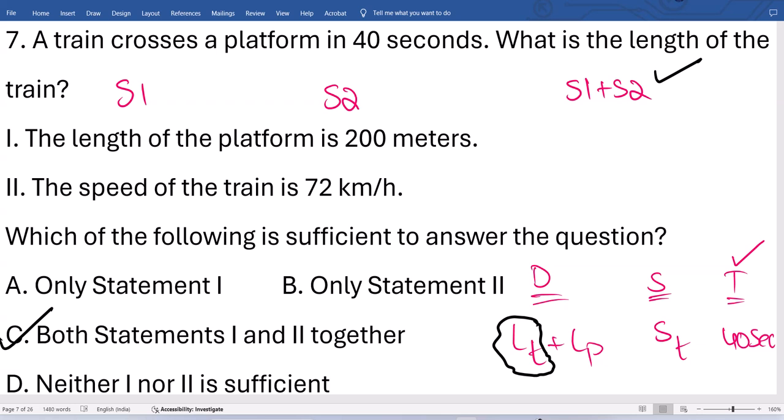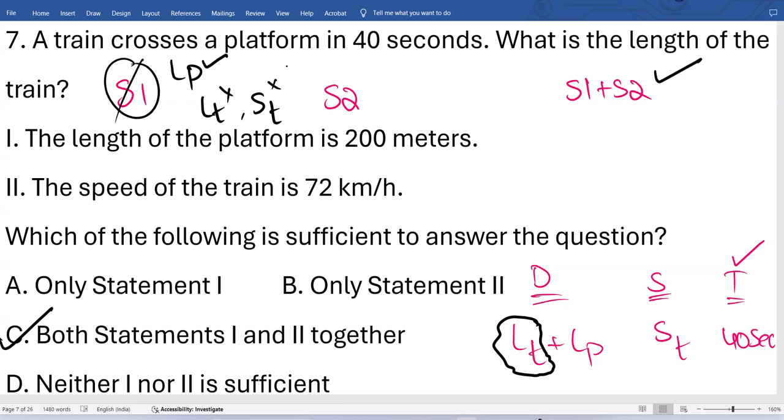Here I cannot do it with one alone because only the platform is there. If I know the length of the platform only, then what's the problem? There are two unknowns. What are the unknowns? Length of the train and speed of the train, two unknowns. It's not possible. Two unknowns I cannot find with one equation. So one alone is not possible.